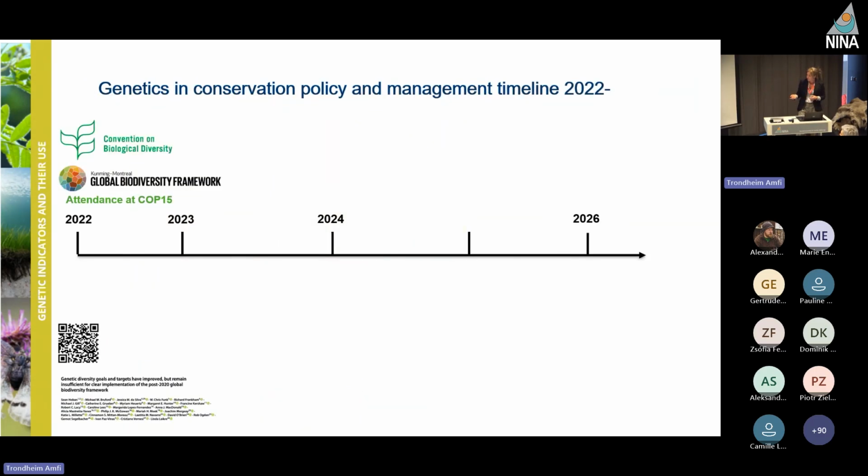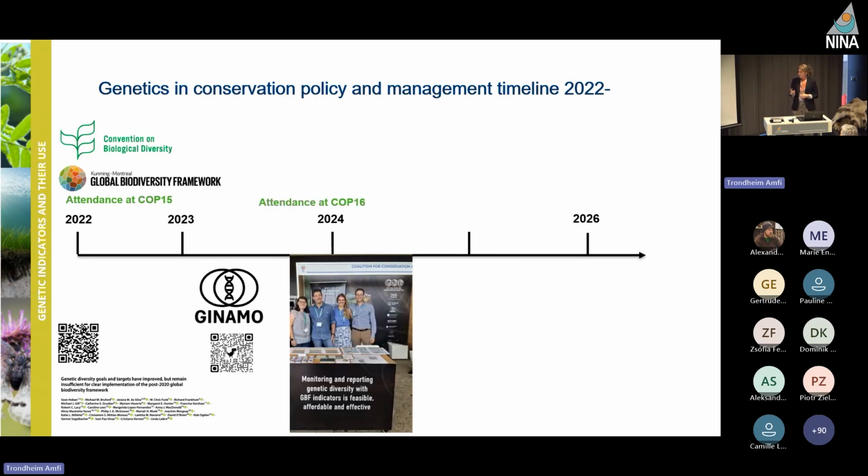And another important paper is, again, down here. Scan the QR code and it will take you to it. I am going to tell you about GINEMO in a second, but I also want to say that it was not just going to the COP once and having the indicators adopted by the CBD, but actually also attending the COP last year to, again, follow up on how countries are doing in terms of actually adopting and using the genetic diversity indicators, and answering questions, offering guidance, etc.